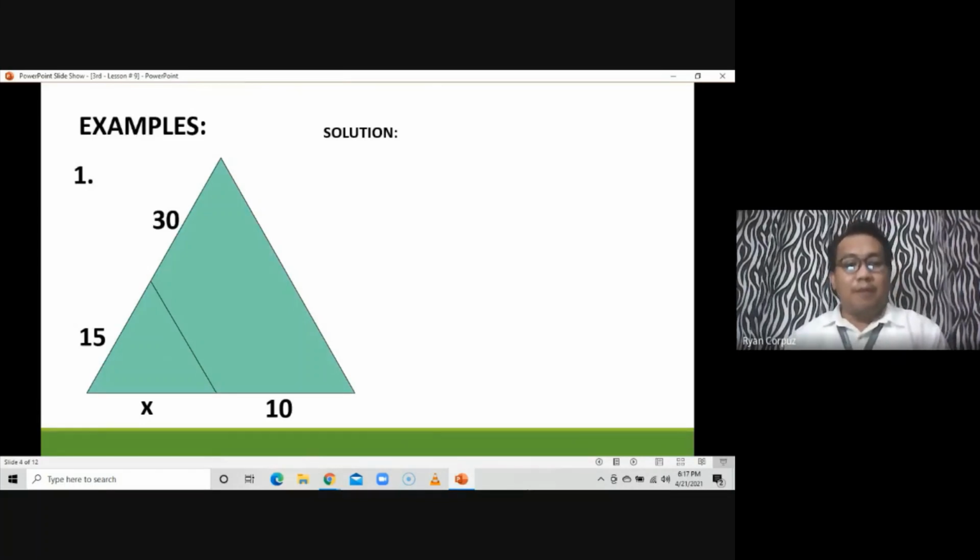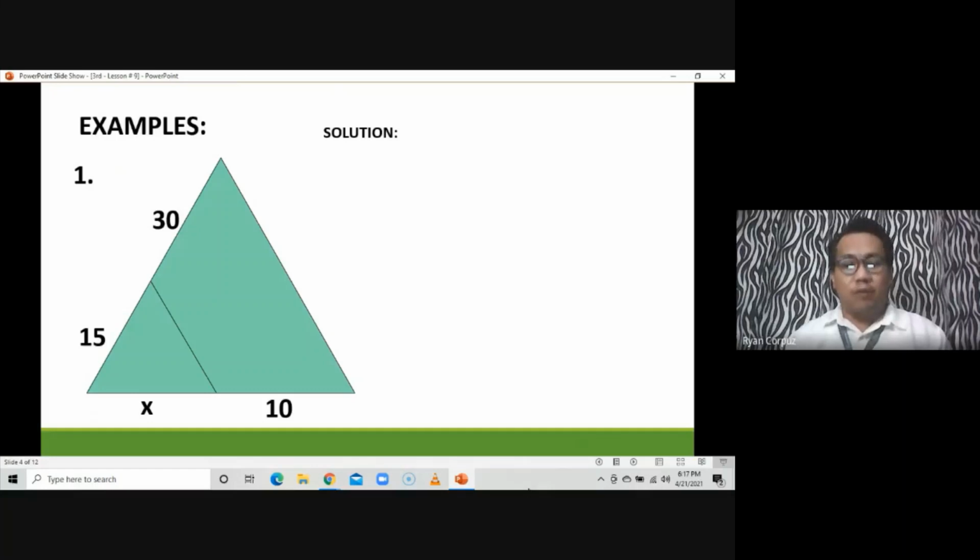So example number 1, we do have here a given triangle. And this segment here intersects two sides of the triangle at distinct points. And this segment is parallel to the third side. So this segment now measures 15, while this segment measures 30. This measures x, and this measures 10. So what we are going to do here is to find for the value of x.